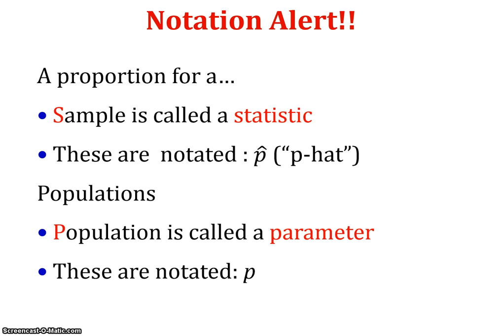Anytime we have data from an entire population, every single member of the population has had that variable collected, and we're doing a calculation based on population data, numbers calculated from population data are called parameters, and the notation for the population proportion is P. So anytime you see this P, it means population proportion. Anytime you see P hat throughout the course, it means sample proportion.